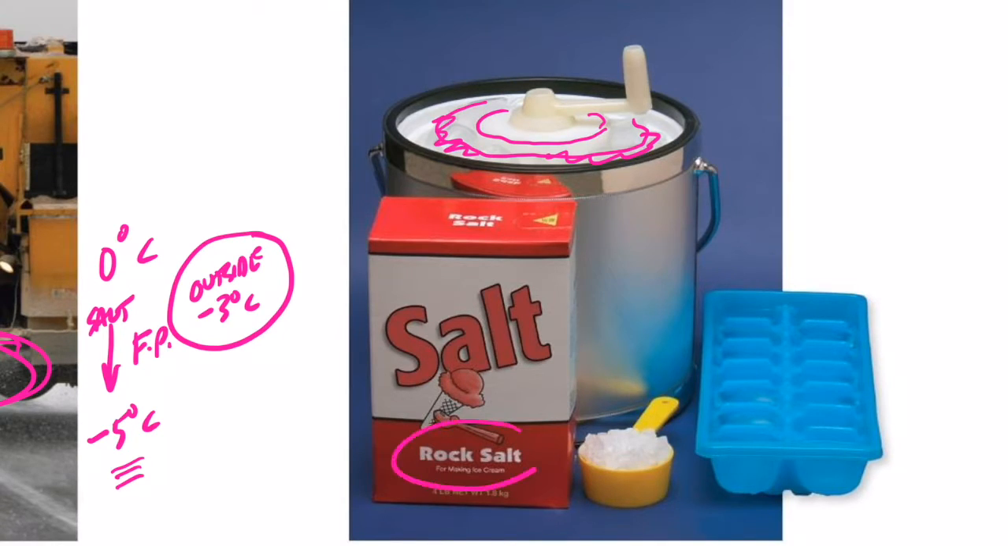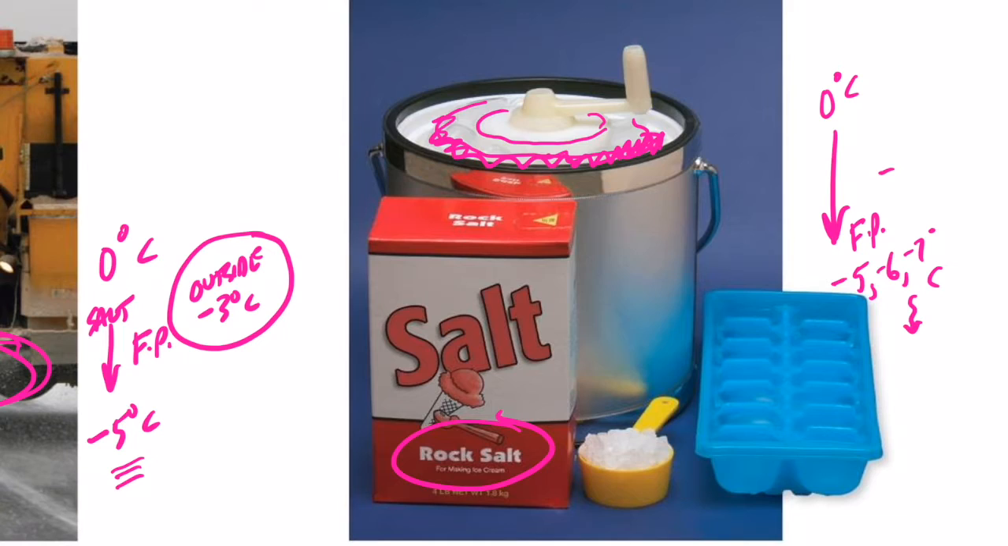However, if I add salt to this ice, once again, I'm going to lower the freezing point. And so, of course, water normally freezes at 0 degrees Celsius. If I can get it to freeze at negative 5 or negative 6 or negative 7 or even lower degrees Celsius, I can freeze that cream. I'm not sure what the freezing point of cream is, but let's say the freezing point of cream is negative 4 degrees Celsius.